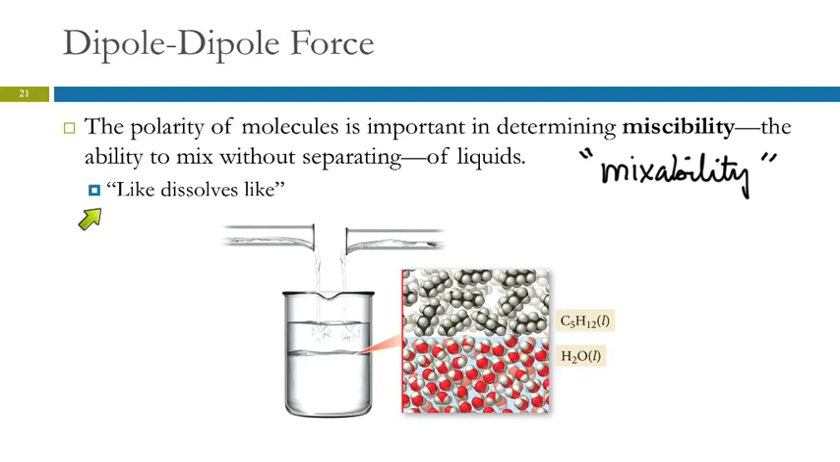So like dissolves like is a little saying that helps us to predict, are these things going to be miscible or not? If they're both polar, they will probably mix. If they're both nonpolar, they will probably mix. But if one's polar and one's nonpolar, probably not, because they are not alike. Okay, so that's what like dissolves like means.